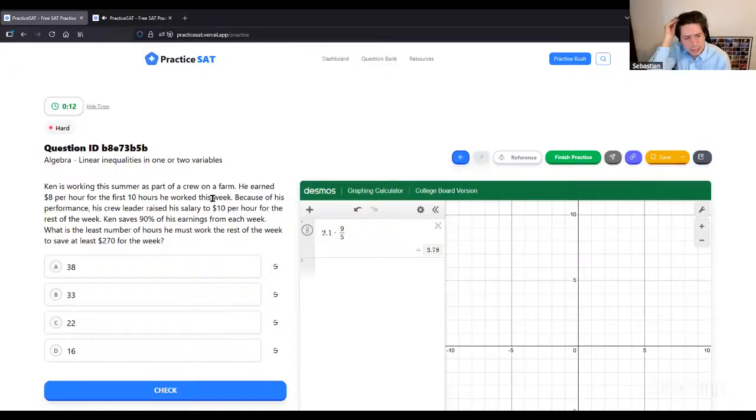Ken is working this summer as part of a crew on a farm. He earned $8 per hour for his first 10 hours he worked this week. Because of his performance, his crew leader raised his salary to $10 per hour for the rest of the week. Ken saves 90% of his earnings from each week. What is the least number of hours he must work the rest of the week to save $270 for the week?